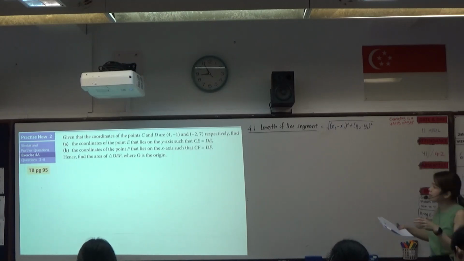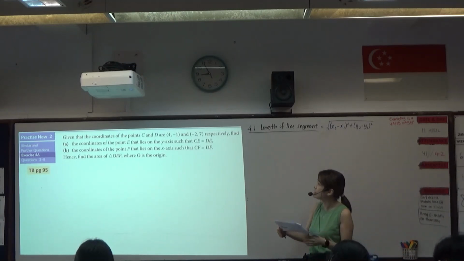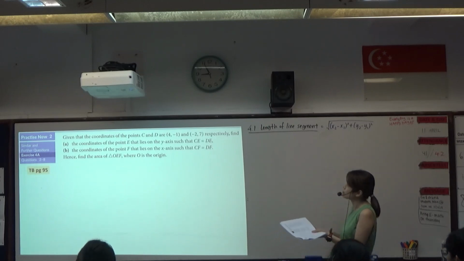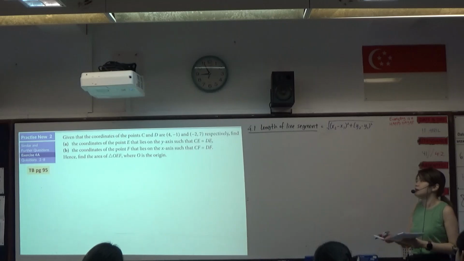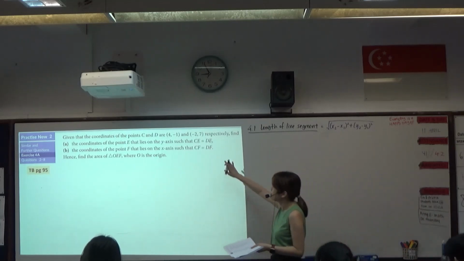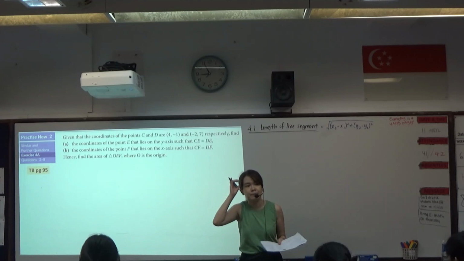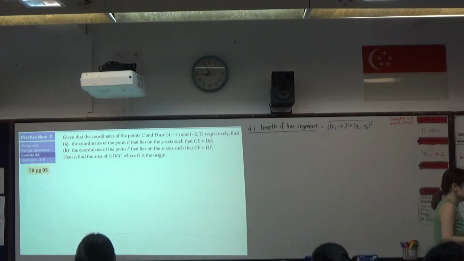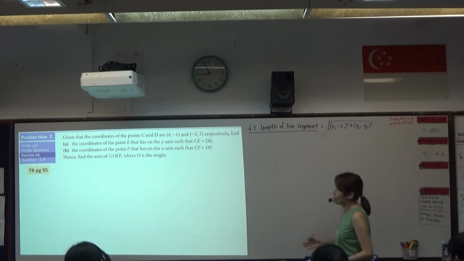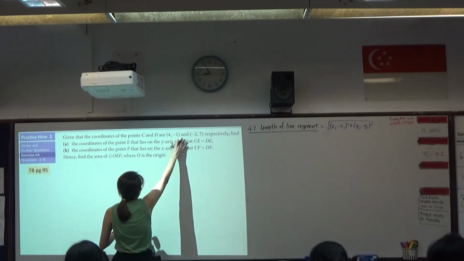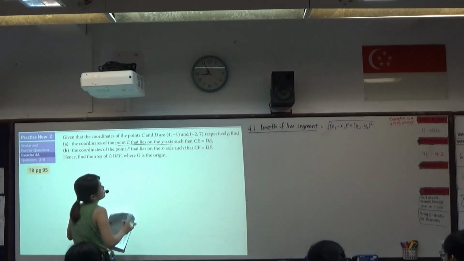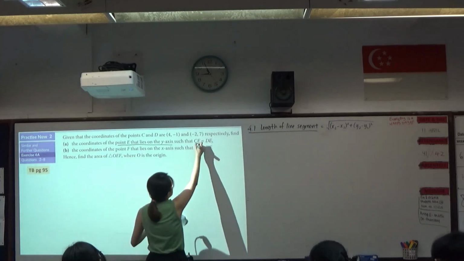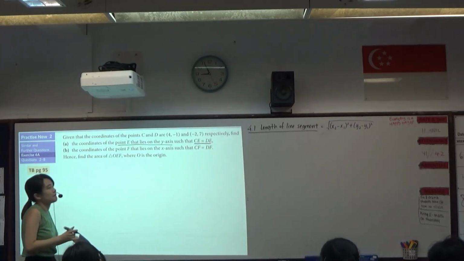It says that given that the coordinates of the points C and D are (4, -1) and (-2, 7) respectively, we want to find the coordinates of E such that it lies on the y-axis and CE equals DE. Okay? So we need to understand the question first, right? And there's a lot of information. We know the coordinates, and then they say that E lies on the y-axis, and also the length of CE is equal to the length of DE.